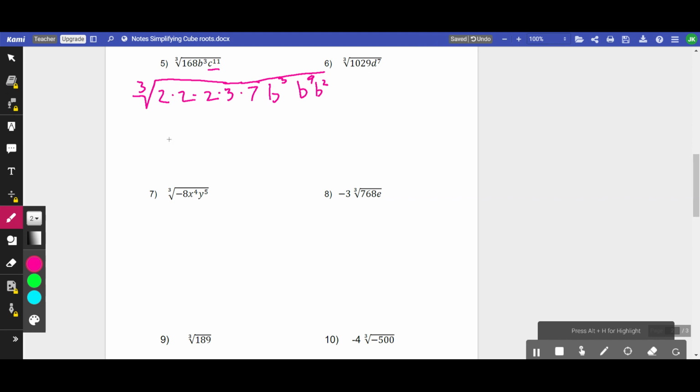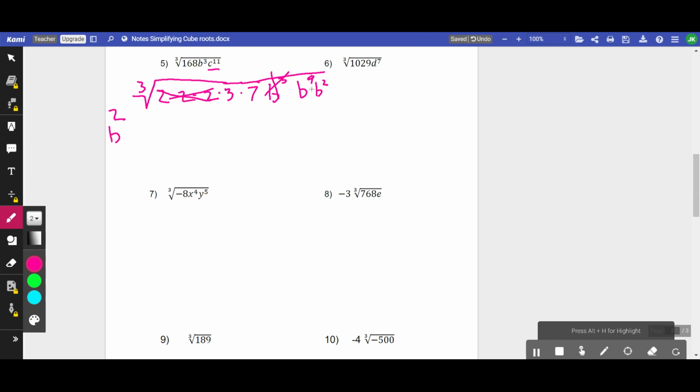And then you can take out what you can after this. So remember, every group of 3 you can take out here. So these 2's can come out. And then for the variables, you want to divide the exponents by 3, because yesterday you divided by 2, but we're doing the cubing now. So this will just be a b outside with a 2, because you can divide the 3 by the 3.